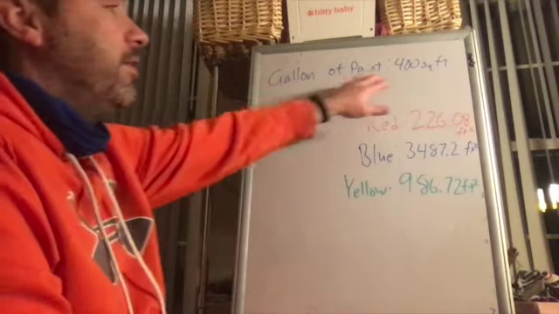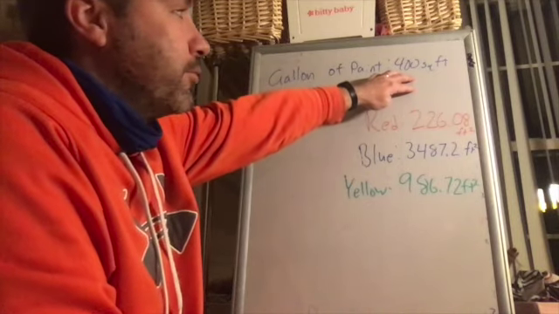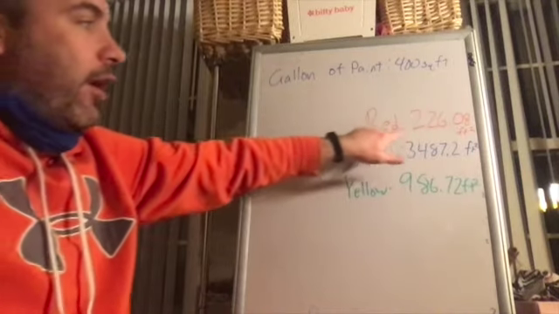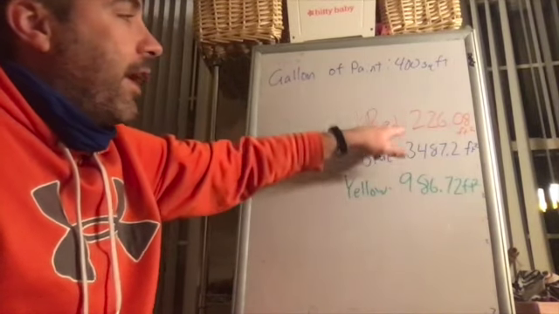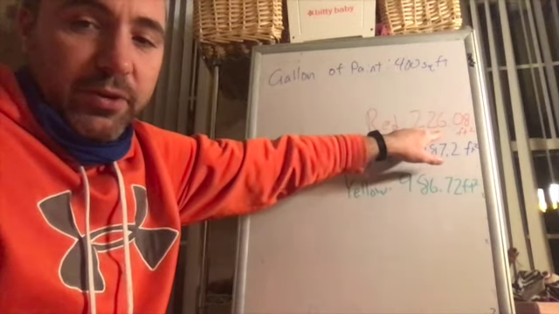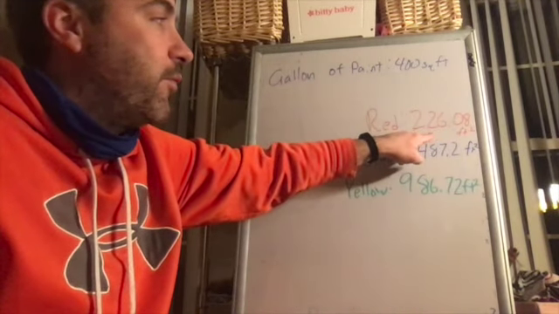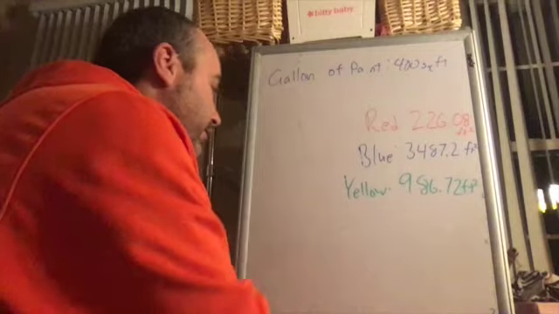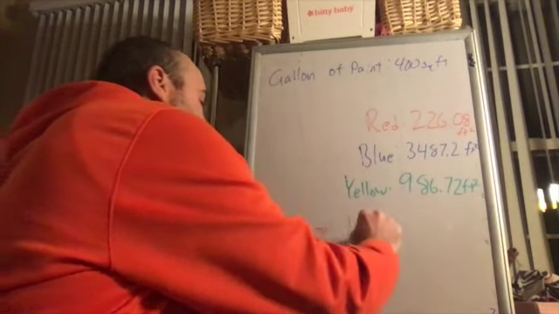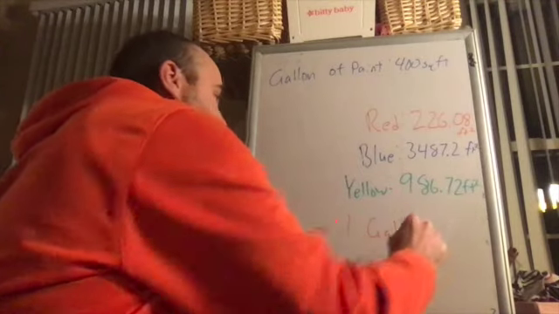All right, so a gallon of paint is going to cover about 400 square feet. So if I'm looking at red, I'm good. 1 gallon of paint is going to cover all of the red portions because this is less than 400. So for red paint, 1 gallon is going to be good enough.